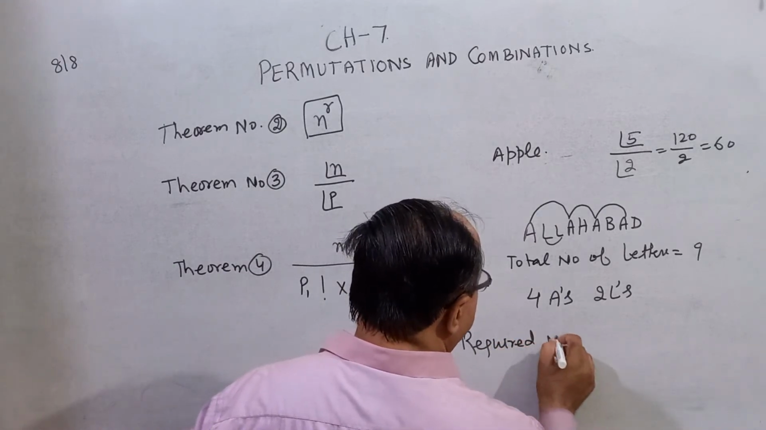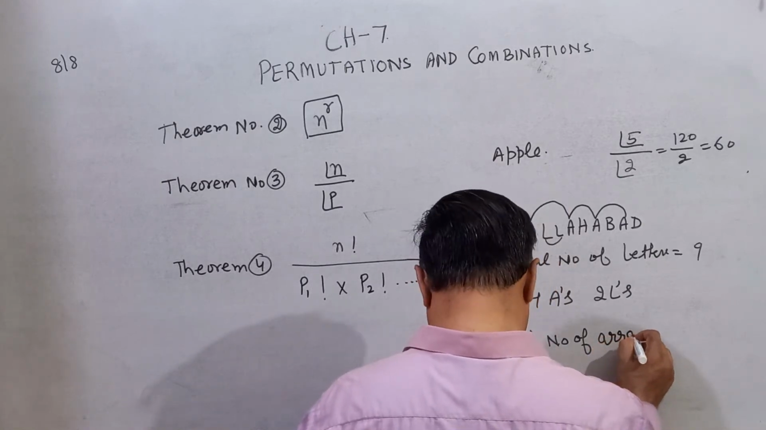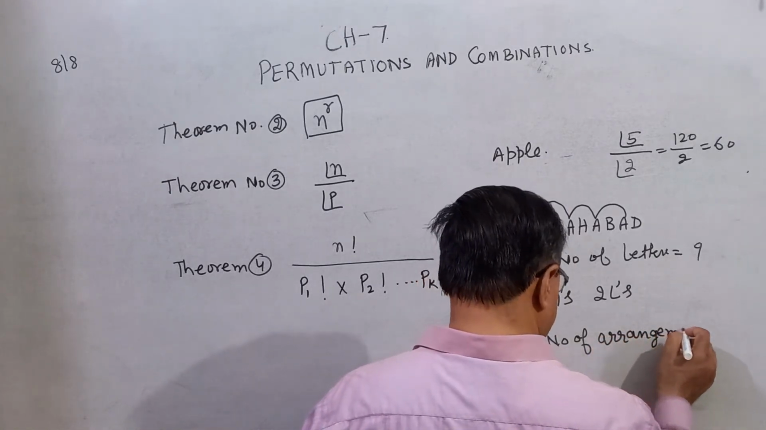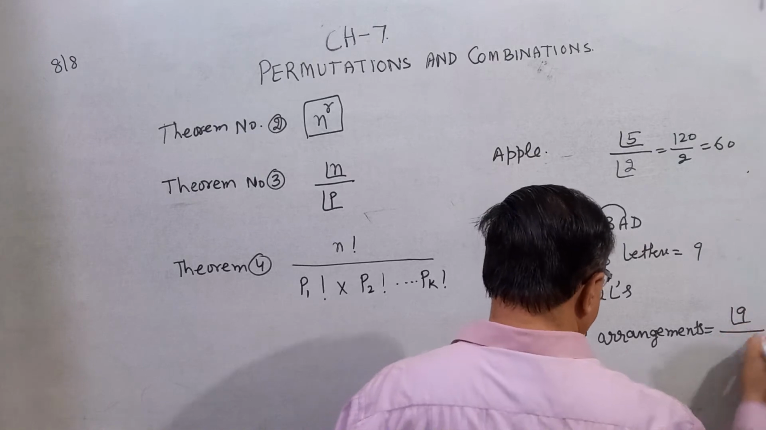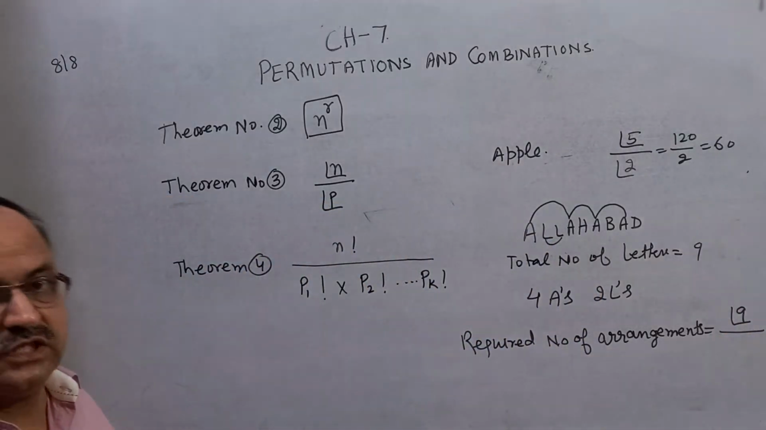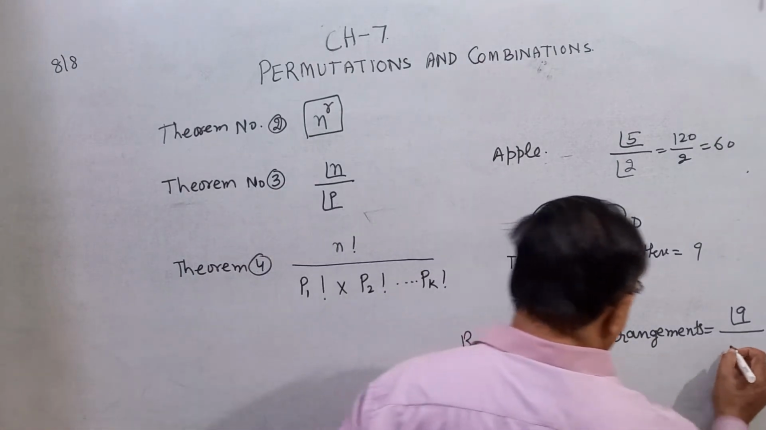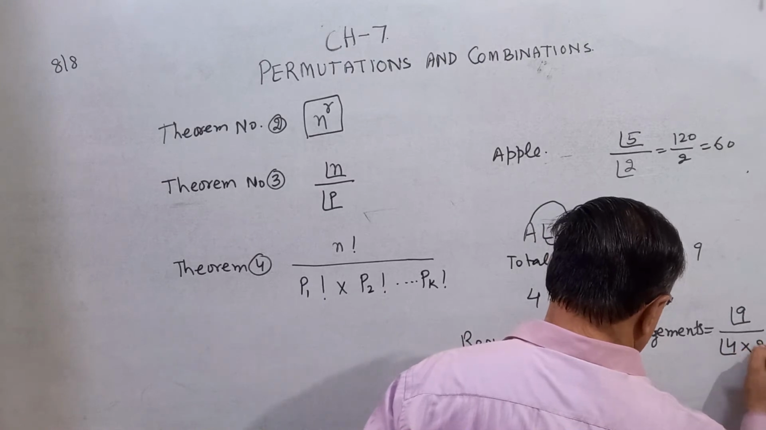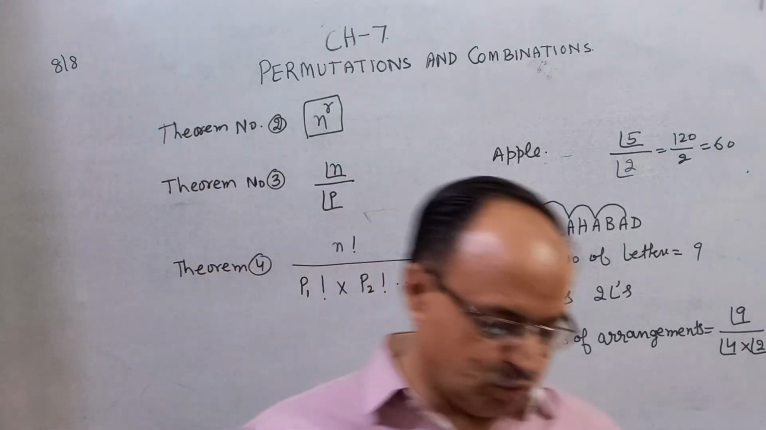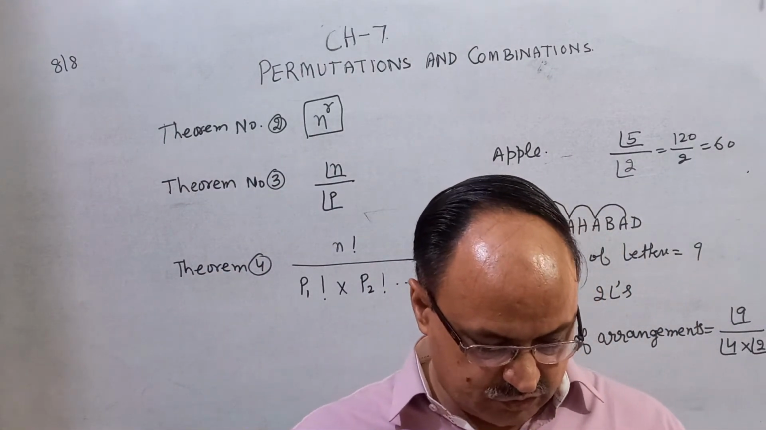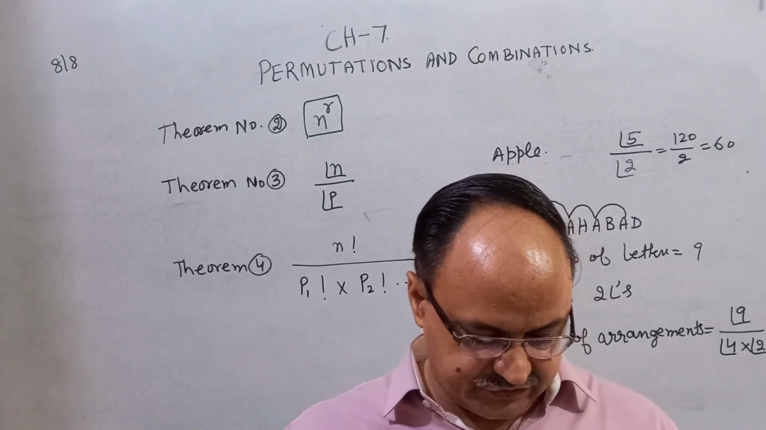The required number of arrangements for this: the total number of letters in the numerator, 9 factorial, and those letters which are repeated, write in the denominator, that is 4 factorial into 2 factorial. Correct? Solution you can do. These are 2-3 theorems which help in solving exercise 7.3. Clear?